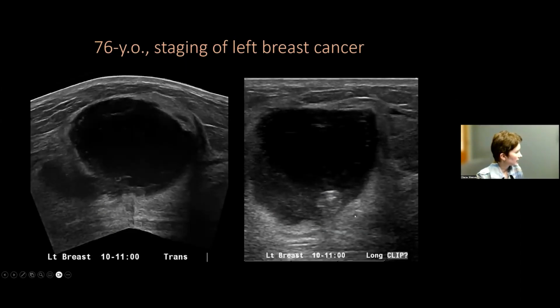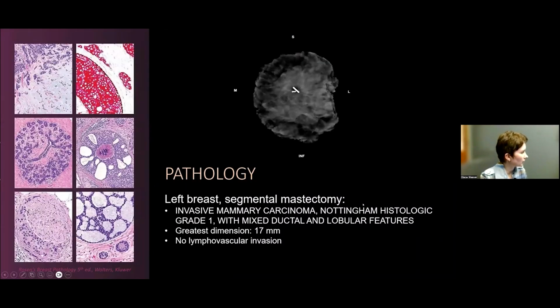We did an ultrasound and mostly just saw the large hematoma, but there was a little bit of an area of decreased echogenicity, which was difficult to say whether it was sediment or it was really the original mass. This is her clip. And she went for segmental mastectomy, and it confirmed invasive mammary carcinoma, low grade, 1.7 centimeters in diameter.